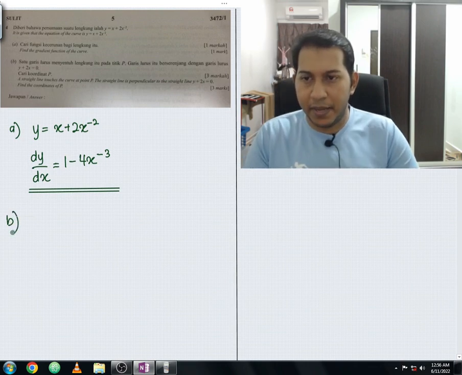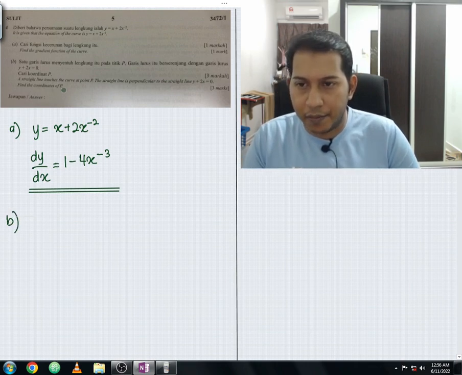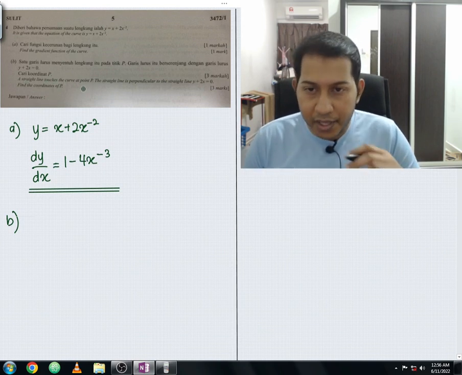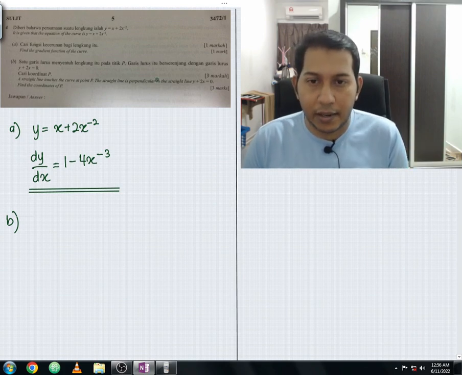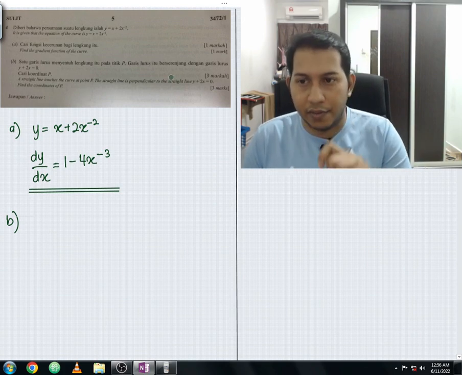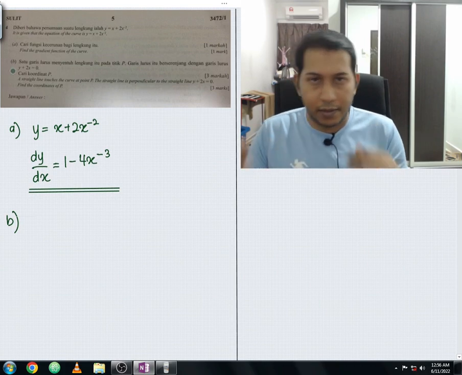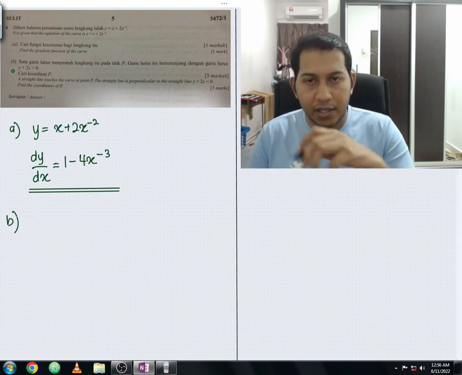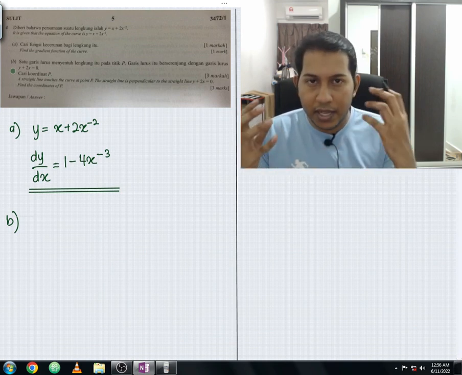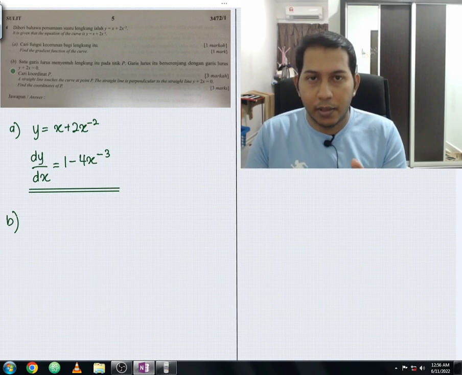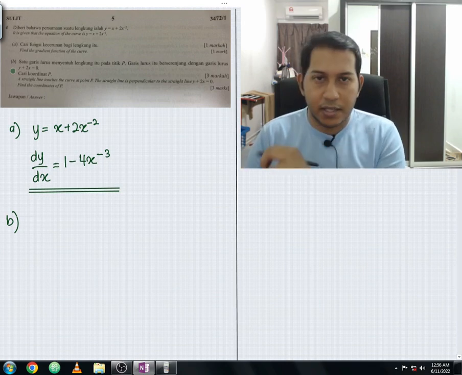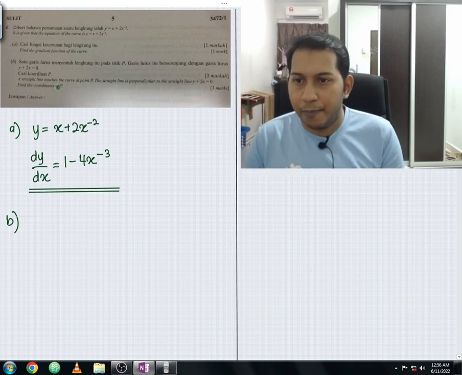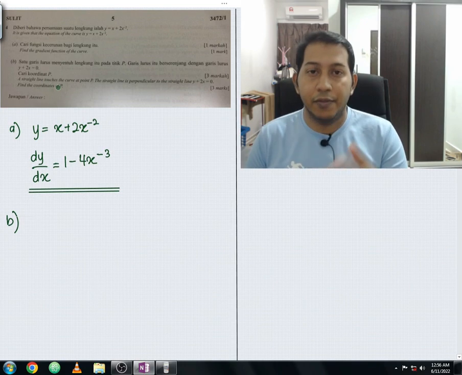For question part B, they ask us to find the coordinates of P, and they also mentioned that a straight line touches the curve at point P. The straight line is perpendicular to another straight line. That means there are a total of 2 straight lines and a curve. If you find this statement confusing, what I would do is sketch a graph, a curve and 2 straight lines, so it will be easier for you to visualize the problem. Rather than just reading and struggling to solve, just do a sketch. Easier for you to solve.